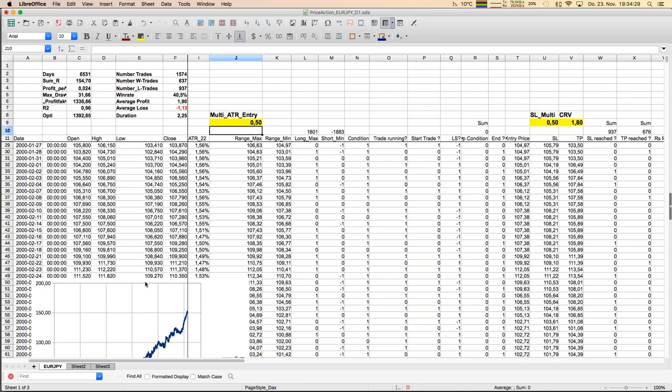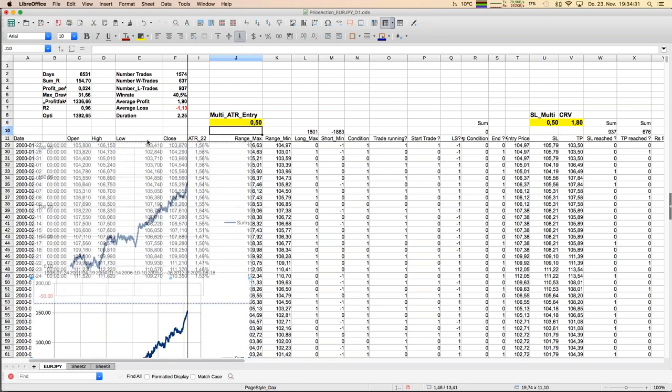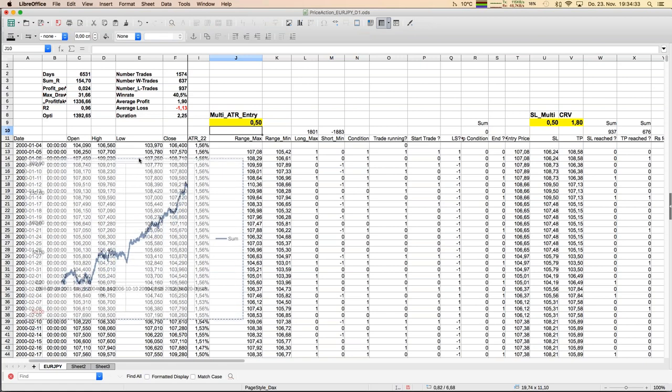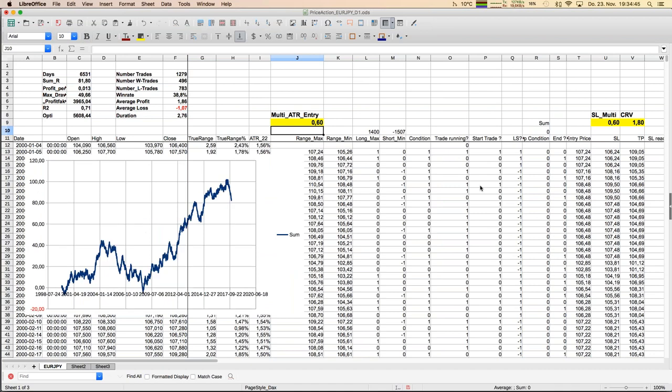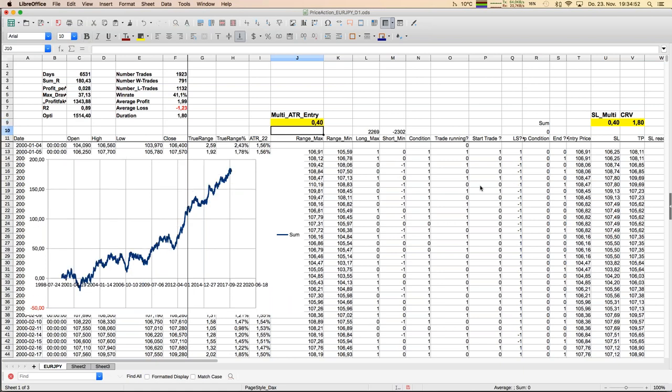So, and now let me put the picture here, and now we can change the numbers. For example, we can change the distance for the order placement. And you see, of course, the equity changes. We can go this direction, we can go the other direction. And always what you see here is we get an equity for that kind of strategy. And here we get all the key figures we need.